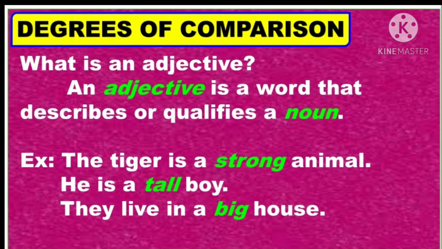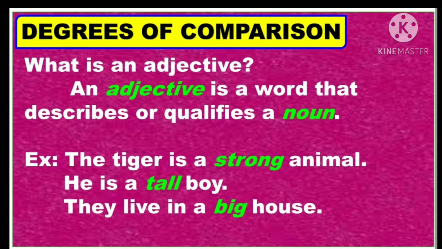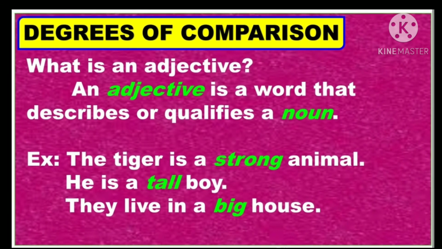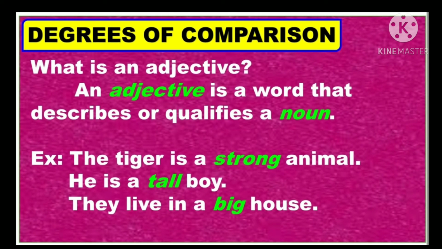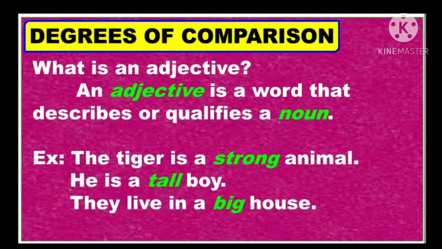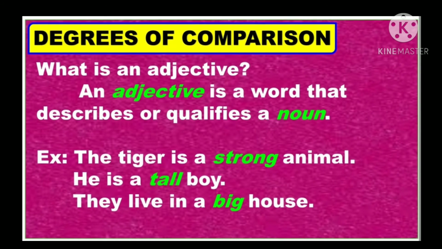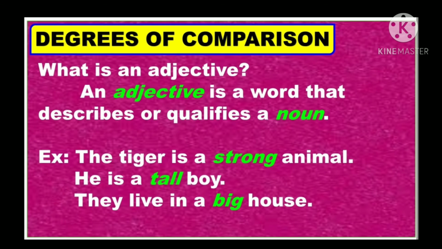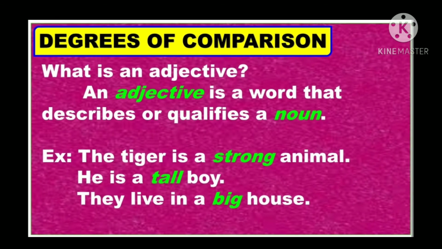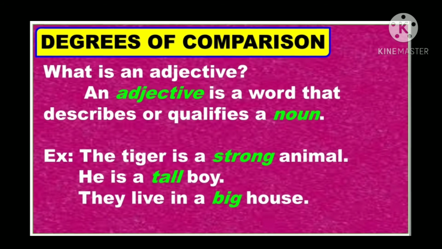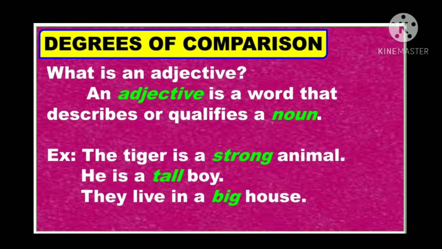Yes, an adjective is a word that describes or qualifies a noun. Okay? Look at the example. The tiger is a strong animal. He is a tall boy. They live in a big house. Here, strong, tall, and big are the words describing the nouns: the tiger, he, and the house.